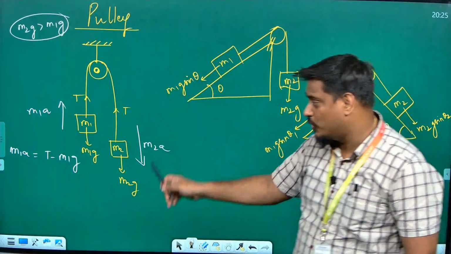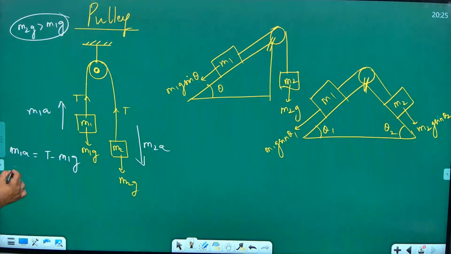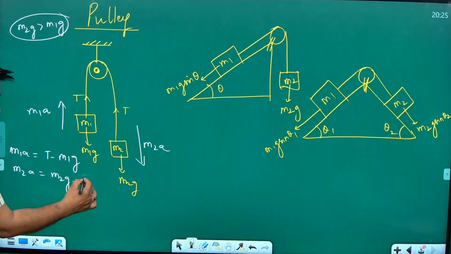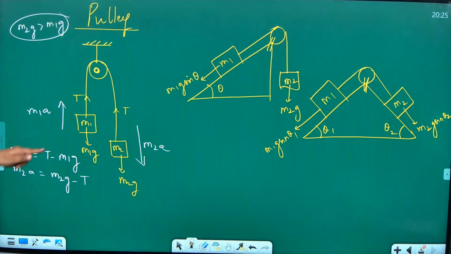Here what will I write for m2a? Tell me. For m2a it will be m2g minus T, isn't it? Since m2g is more than T, that's why the body came down. Are you understanding this?